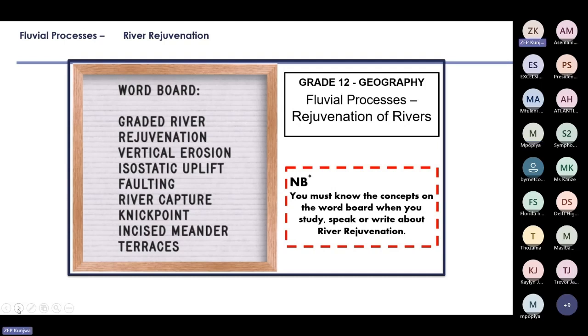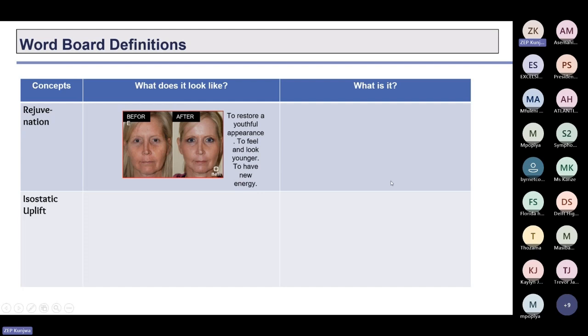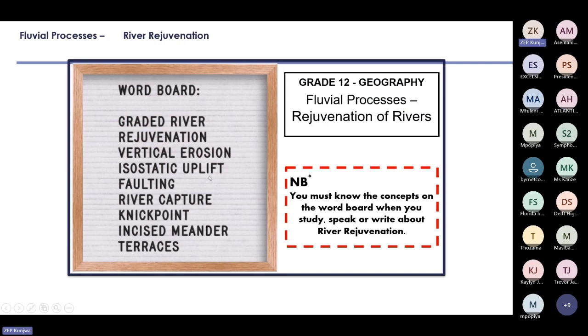Today we are going to be looking at concepts like fluvial processes, rejuvenation of rivers, and also these concepts: the graded river, rejuvenation, vertical erosion, isostatic uplift, faulting, river capture, knick points, inside meanders, and terraces. So these are the concepts we are going to be looking at today.